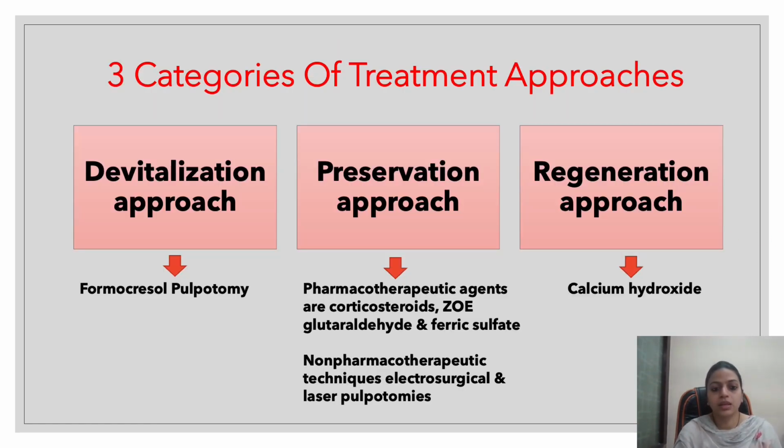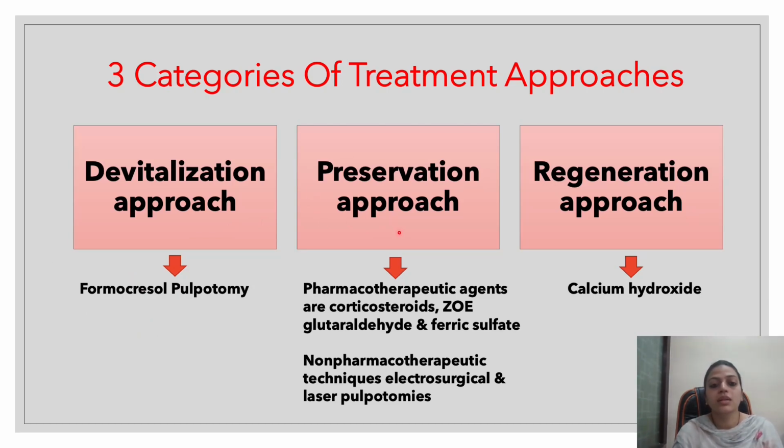So broadly, the pulpotomy procedure is categorized into three treatment approaches. The first one is the devitalization approach, the second is the preservation approach, and the third one is the regeneration approach. In devitalization, the material which is used is formocresol. With formocresol, the main intention is mummifying the radicular pulp tissue. Then comes the preservation approach.